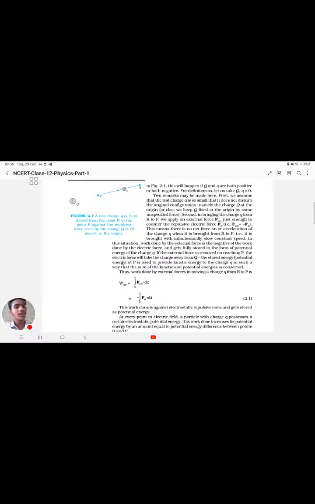So the work done by the external force in shifting the charge from position R to P is the integral of F external dr over every differential element from R to P, which is also equal to the negative of the work done by the electric force in taking the charge from R to P. This work is done against the electrostatic repulsive force and gets stored as potential energy. At every point in an electric field, a particle with charge small q possesses a certain electrostatic potential energy. This work done increases its potential energy by an amount equal to the potential energy difference between the points R and P.